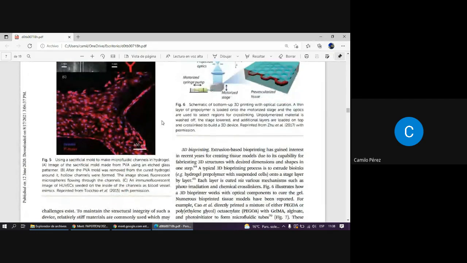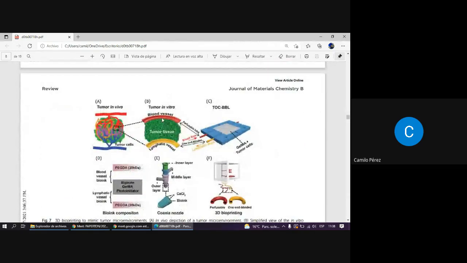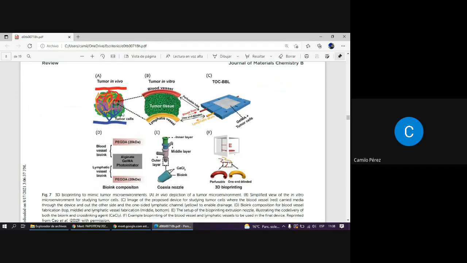Or other proofs in the system for 3D printing is another alternative for combining with microfluidic technology and 3D printing, for example, in other cases with cancer cells, constructed in the 3D system to analyze the behavior of cells.